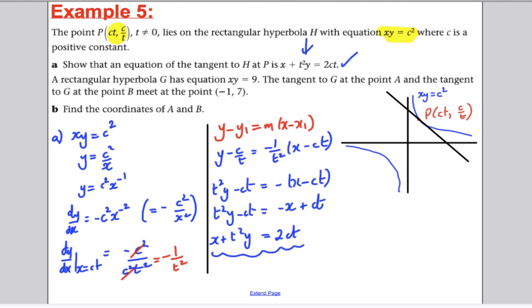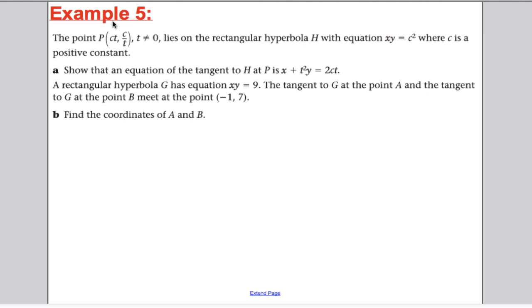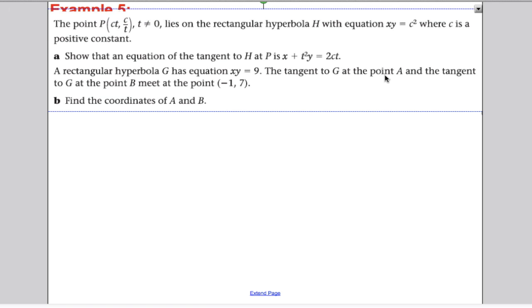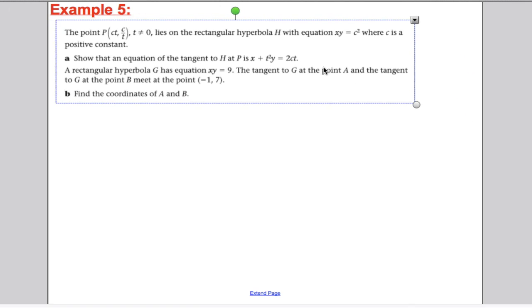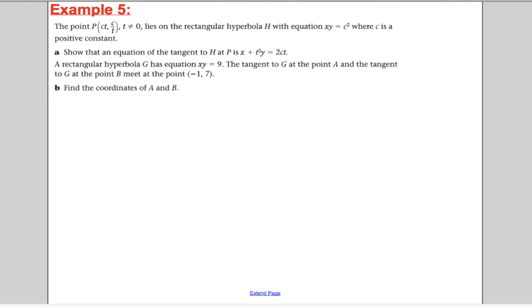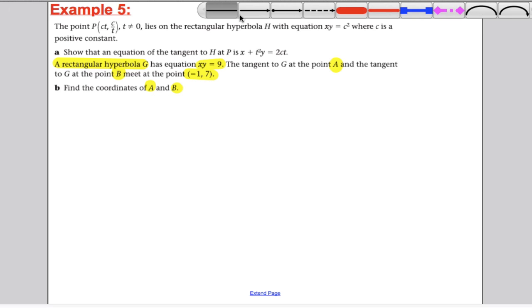The next part says, I'm just going to make this a little bit smaller here because I think there's going to be a lot of drawing on this one. It says that a rectangular hyperbola G has equation xy is 9. The tangent to G at the point A and the tangent to G at the point B meet at negative 1, 7. Find A and B. Right, let's draw a picture to see what's going on.